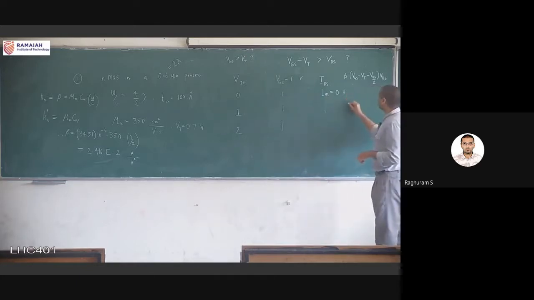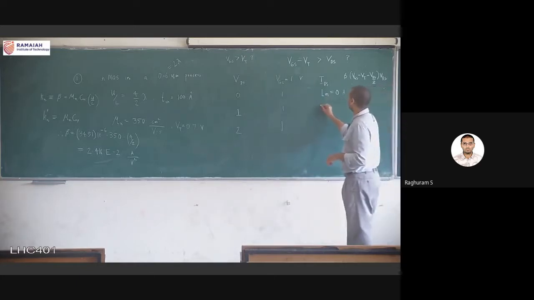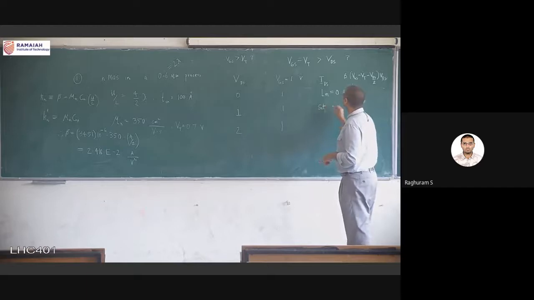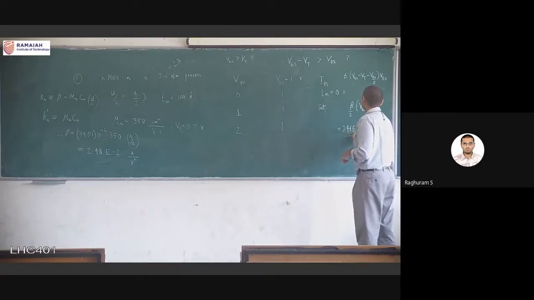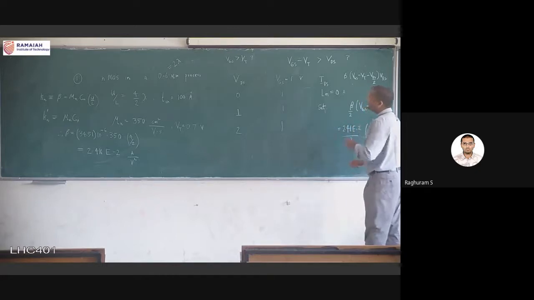In saturation mode, the current equation is, I will write that here, saturation: beta by 2 into VGS minus VT the whole square. So very easily I can write 2.41 E minus 2 divided by 2 into VGS minus VT the whole square.